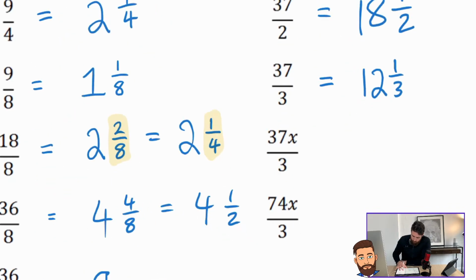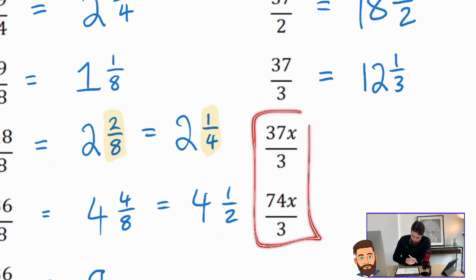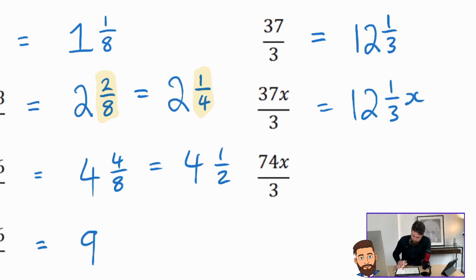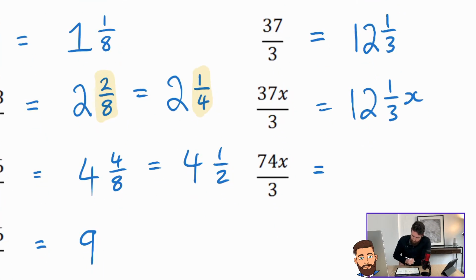Now these here with these x's can get quite confusing, but it's the same. How many times does 3 go into 37? Well, we've just done it. It's 12 and 1/3 x. We've got an x as well. It's exactly the same, there's just an x involved.